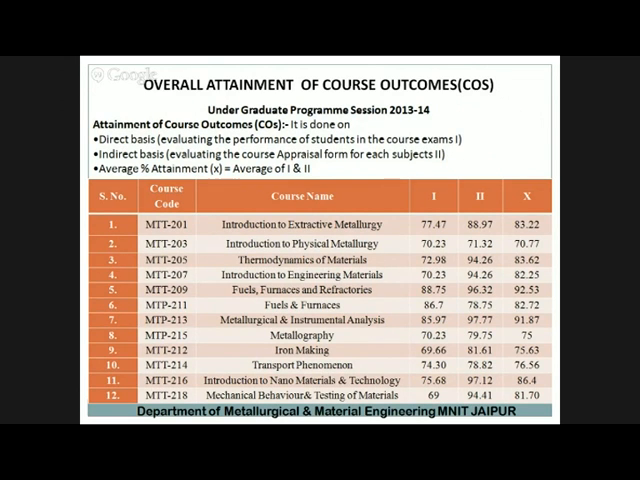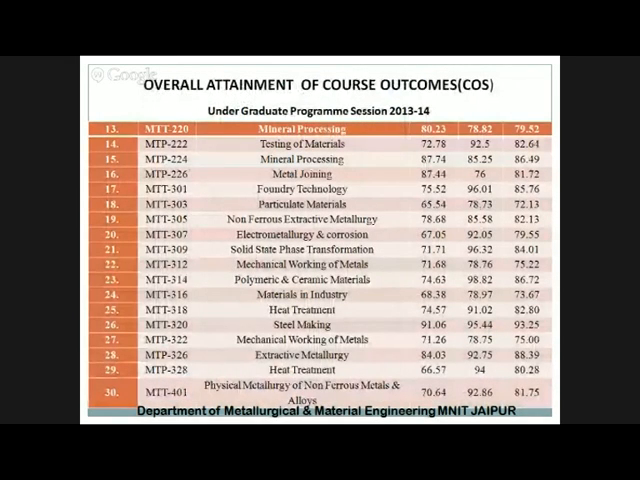Like that, you can calculate for all the courses, and by calculating for all the courses, you can write in your program the assessment of course outcome, which is the average of all the courses. So what is the attainment of your course outcome? The attainment of course outcome is the average of the course outcome of each and every individual course.